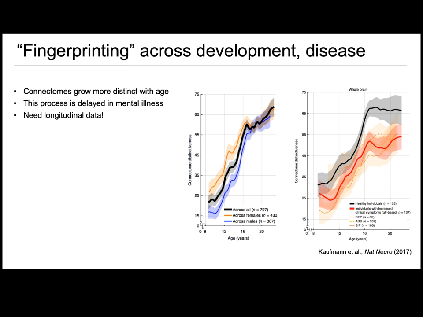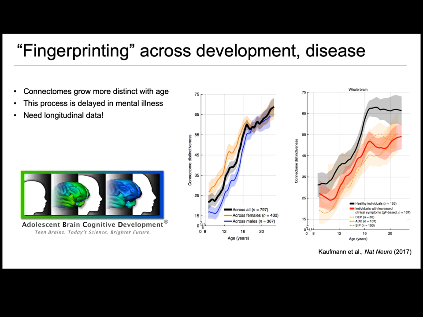But all of this data, this was a really interesting study, but it was all cross-sectional, so they only had one time point per person. So these are not actually growth curves within individuals, they're just comparing people that were different ages at the time of the scan, and so what this suggests is that we really do need longitudinal data.